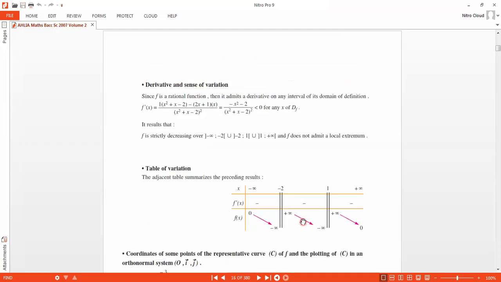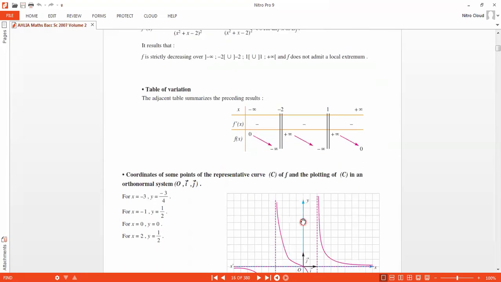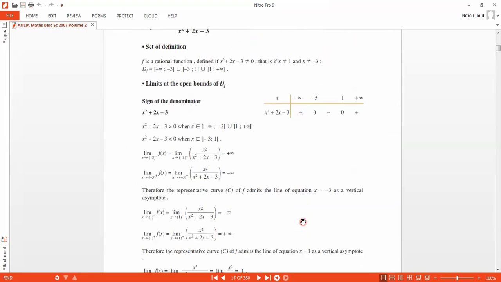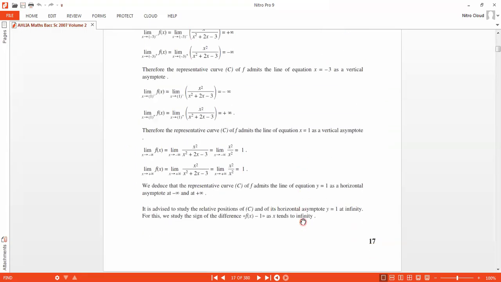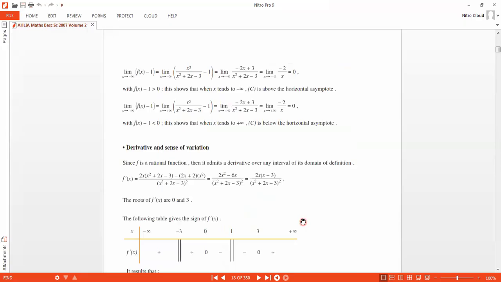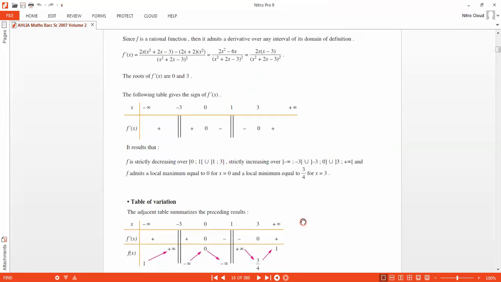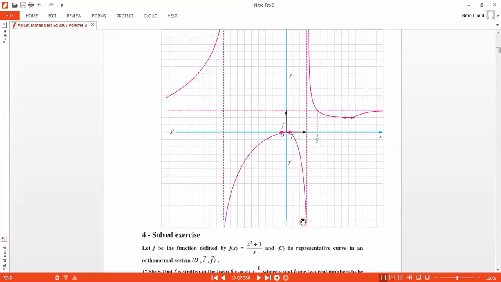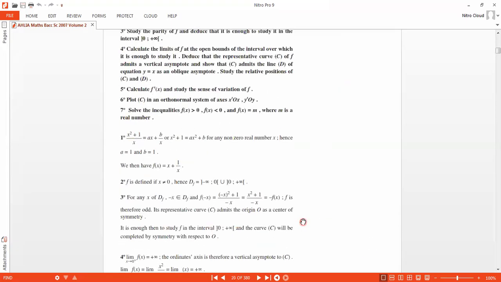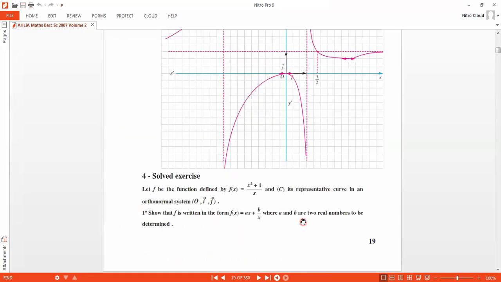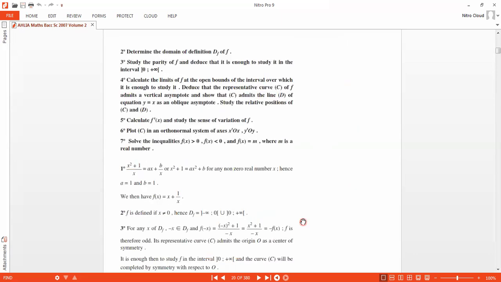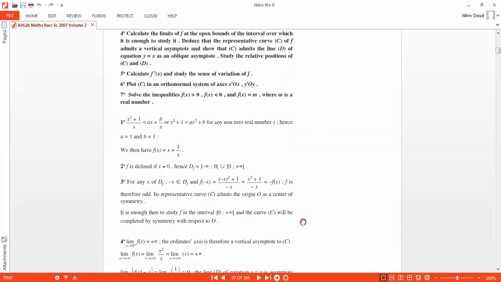So that's how we study the relative position of the oblique and the curve. Of course, here you have a lot of examples that you can solve, as you can see here. These we already learned in the rational function. They are not new. The only new thing that we have learned in this lesson is the oblique asymptote. How do we find the oblique? How do we prove an oblique asymptote? And how do we study the relative position of the curve and the oblique asymptote? Okay?